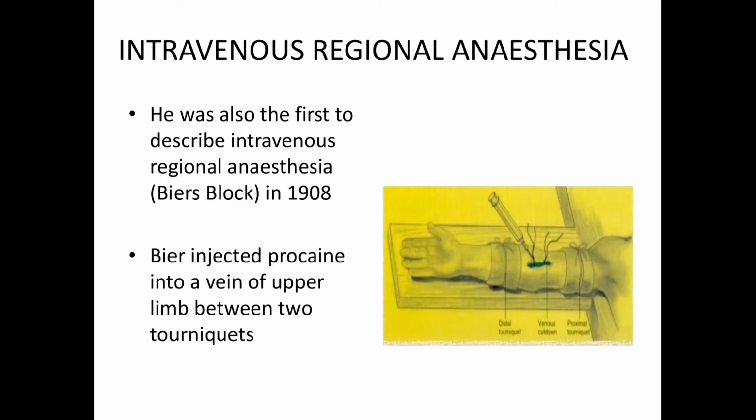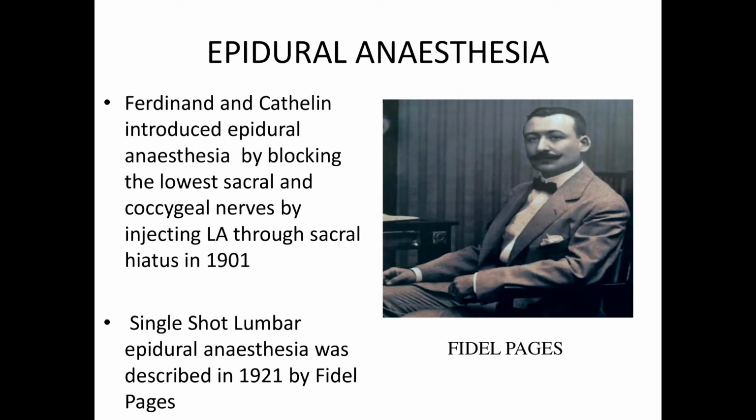Epidural anesthesia. Ferdinand Cathelin introduced epidural anesthesia by blocking the lowest sacral and coccygeal nerves, injecting local anesthetic through the sacral hiatus in 1901. Single-shot lumbar epidural anesthesia was described in 1921 by Fidel Pagés.